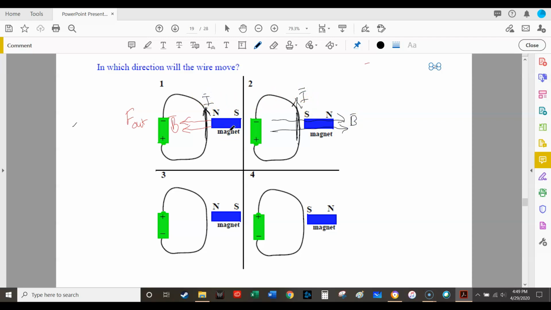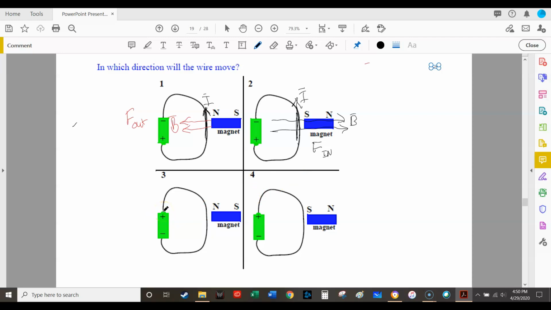And when I do that, my thumb is pointed up the page to the top of the screen. My hand is extended out. My fingers are pointed to the right-hand side of the screen, and my palm is facing into the screen. So that means there's going to be a magnetic force into the page. How'd you do? Why don't you try number 3?